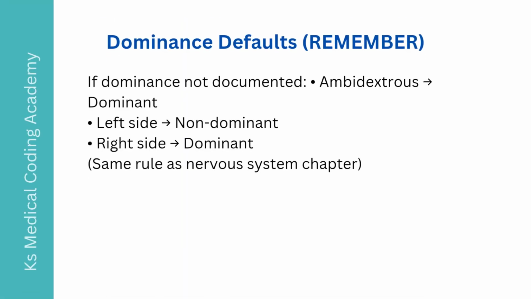Dominance default rules. If dominance is not documented, use these defaults. Ambidextrous patient: dominant. Left side affected: non-dominant. Right side affected: dominant. These are the same rules used in the nervous system chapter.